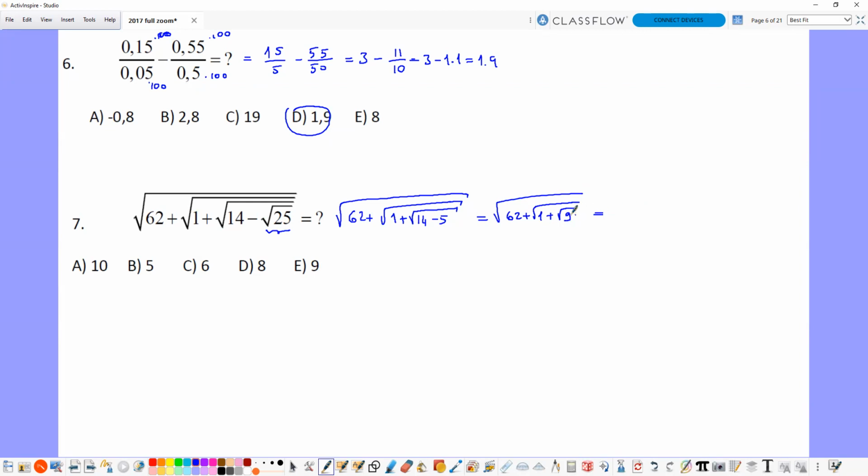So again, I'm going to get the inner root, which is 3 here. So root 62 plus root 1 plus 3, which is equal to root 62 plus root 4. That's going to be equal to root 62 plus 2. And I don't have place, so I'm going to go downward here. Root 64, which is equal to 8.